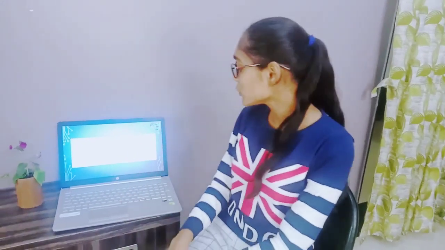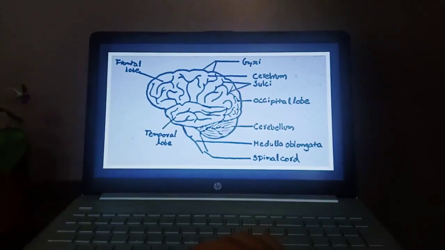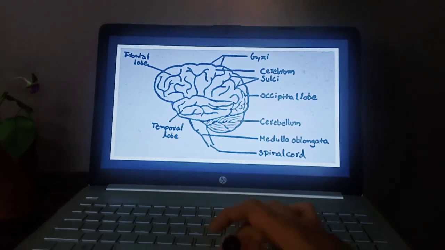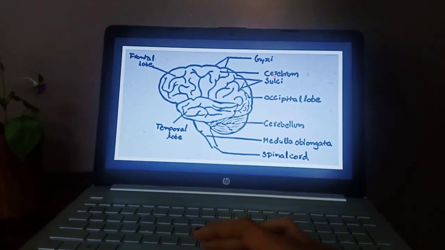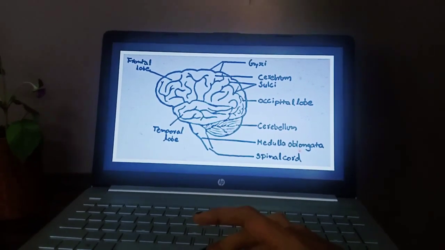So now we have finished with three major parts of the brain, that is the forebrain, the midbrain and the hindbrain. Now let me show you a schematic diagram of the human brain. This is, as you can see, the temporal lobe, gyri, cerebrum, occipital lobe, cerebellum, medulla oblongata and spinal cord.